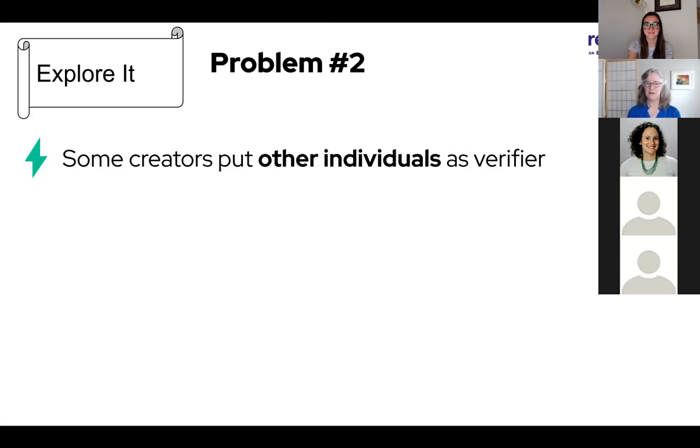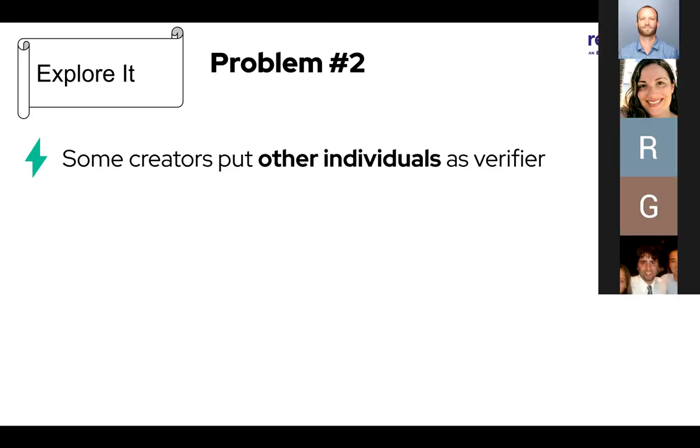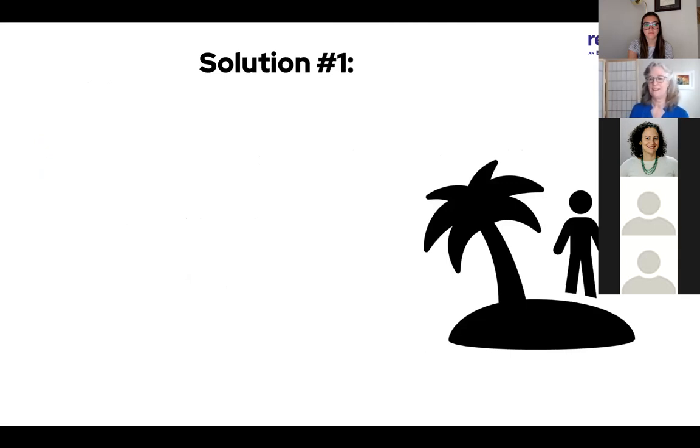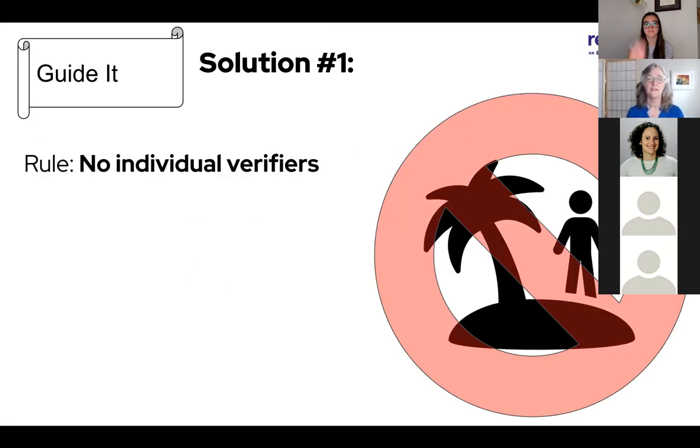Okay, second problem I found was some creators put other individuals as the verifier. Surprise! And that often led to confusion. Sometimes there were people who'd only been in for a few things in Guru, and they were getting notifications and didn't know what to do about it, and they had their day job and just blew it off. So these were two problems. I think of this as the verifier on the island problem by themselves. So we have a rule, no individual verifiers.